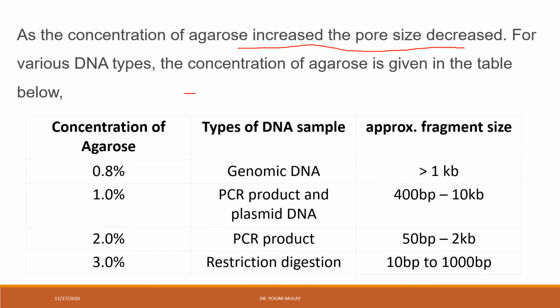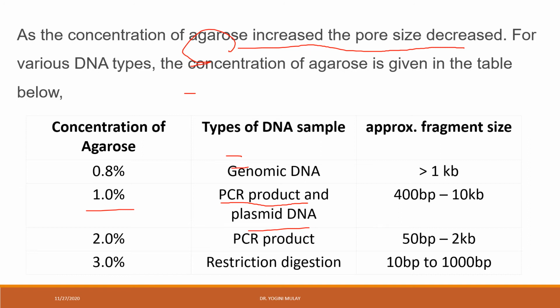So in this case, the agarose concentration should be as low as 0.8%. On the contrary, if we are handling PCR products and plasmid DNA, then the size would be between 400 base pair and 10 kilo base pair. So here we should go for a higher concentration of agarose, that is, 1% agarose.